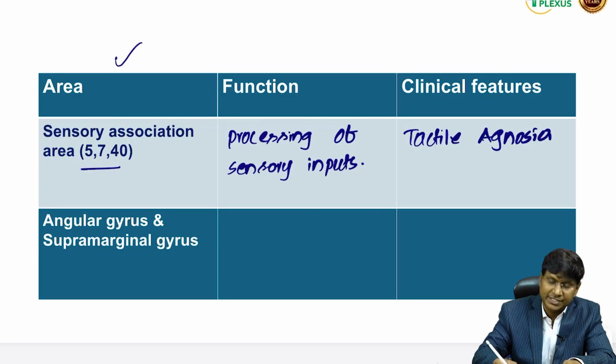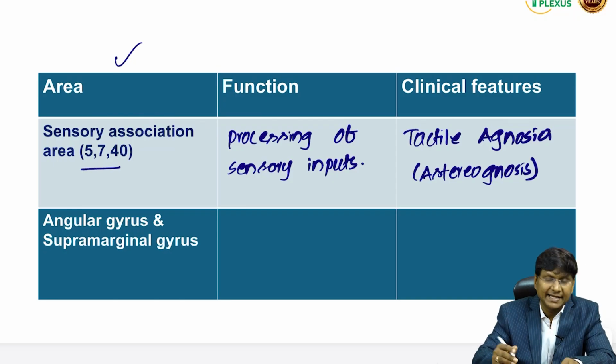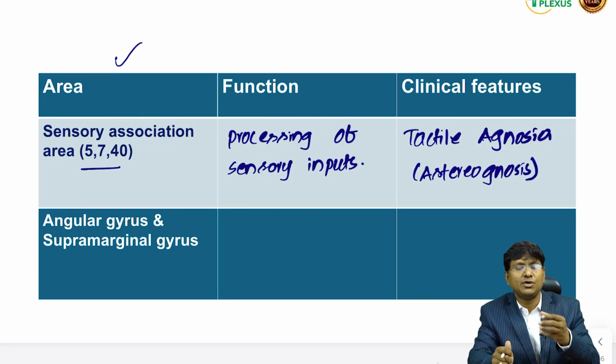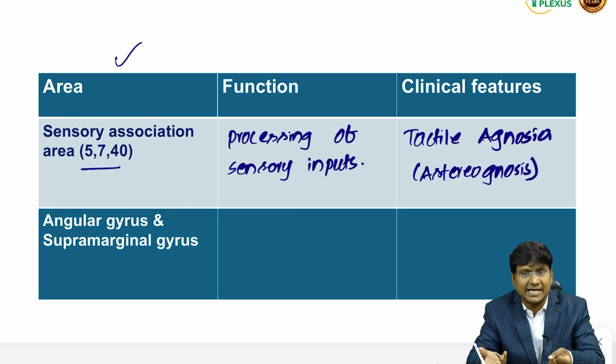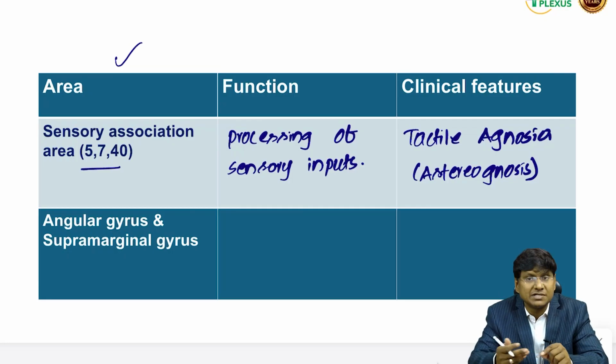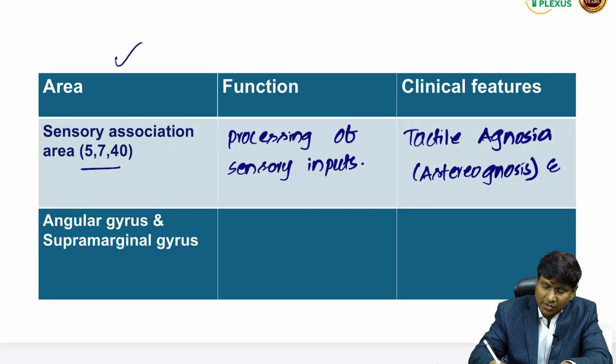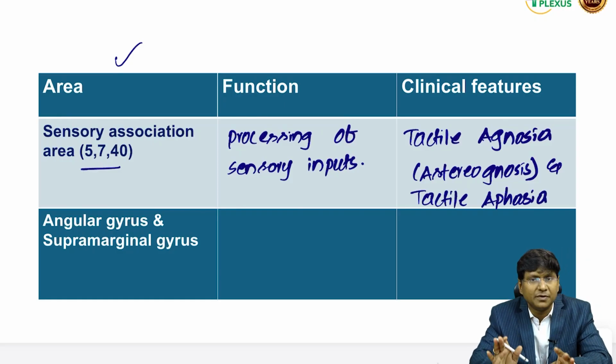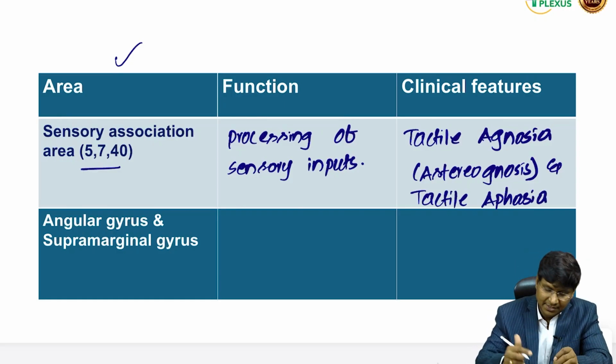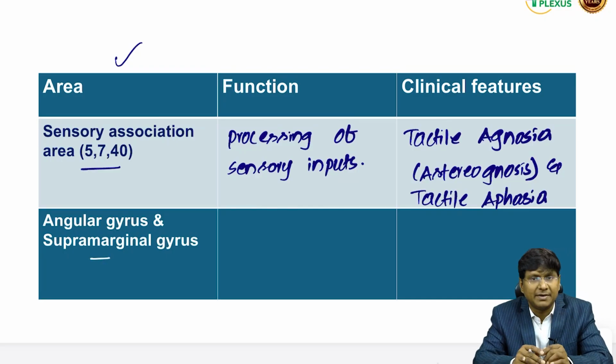Tactile agnosia is like astereognosis, where the individual will not be able to identify an object even by feeling that particular object with closed eyes. That is called tactile agnosia or astereognosis. And tactile aphasia, where even by perception of that particular object, the individual will not be able to feel that. Then the next important is the angular gyrus and supramarginal gyrus.